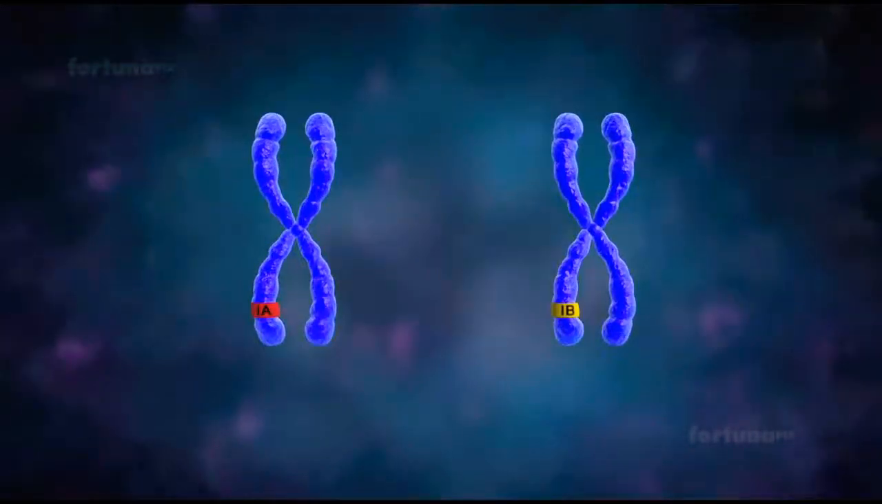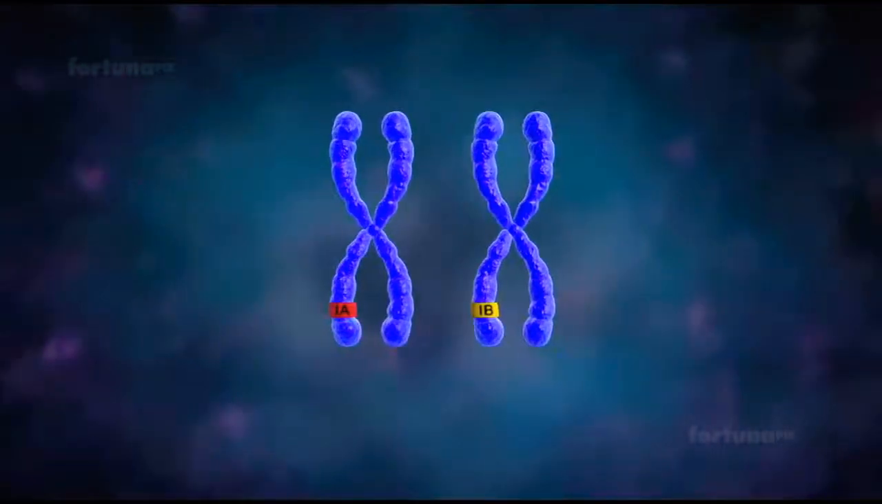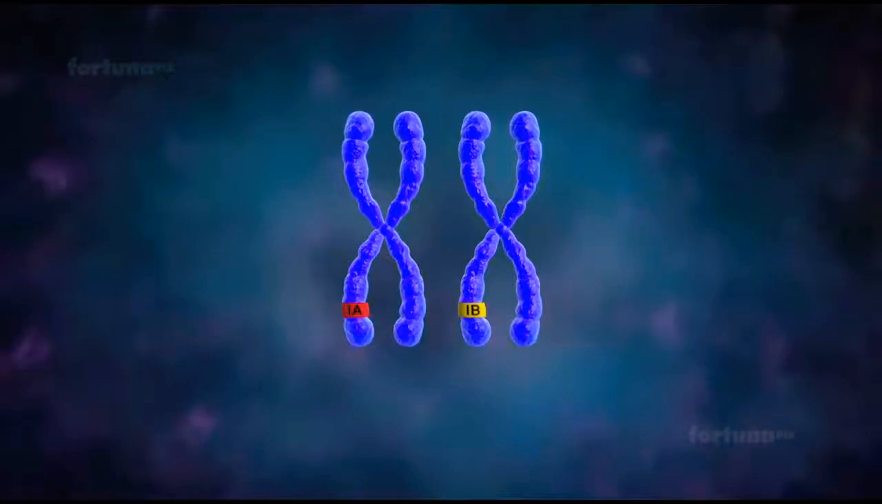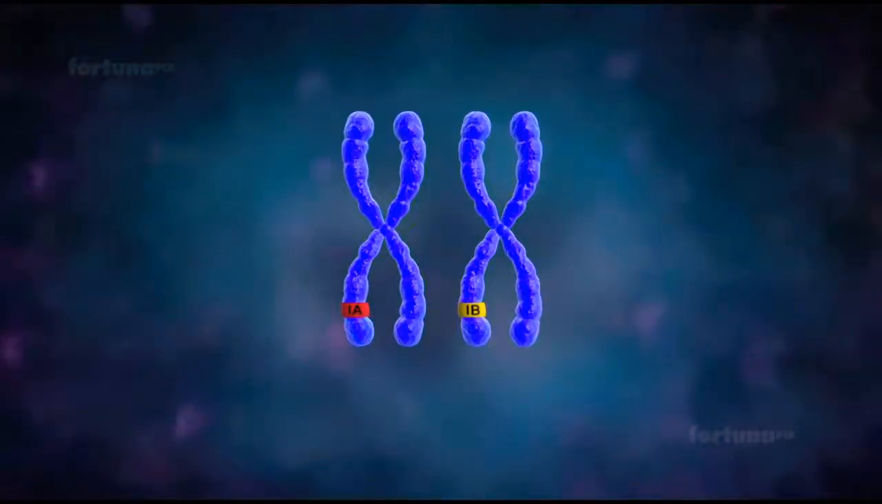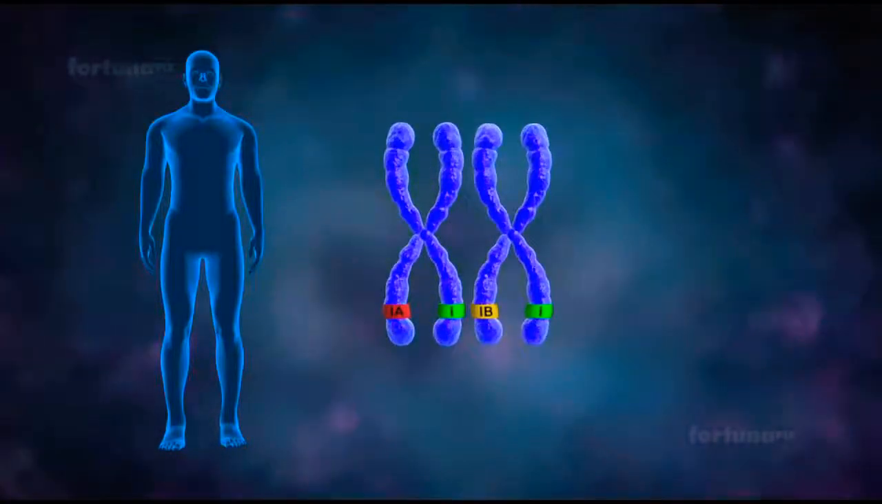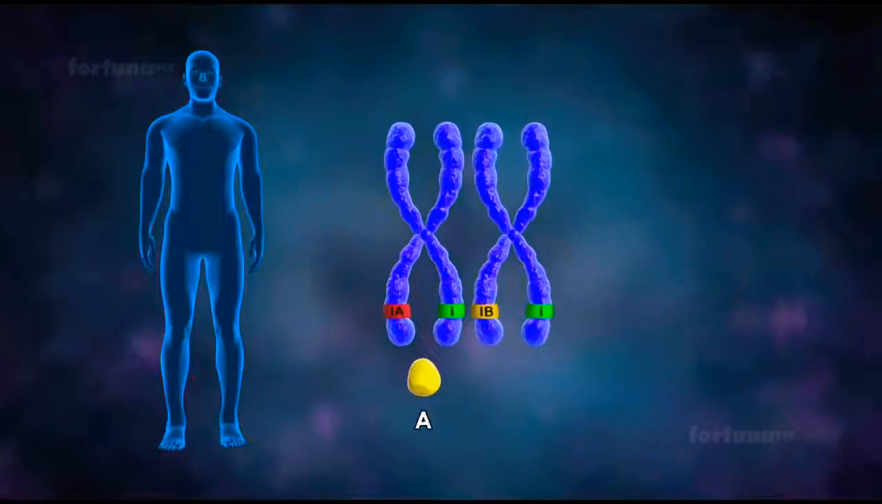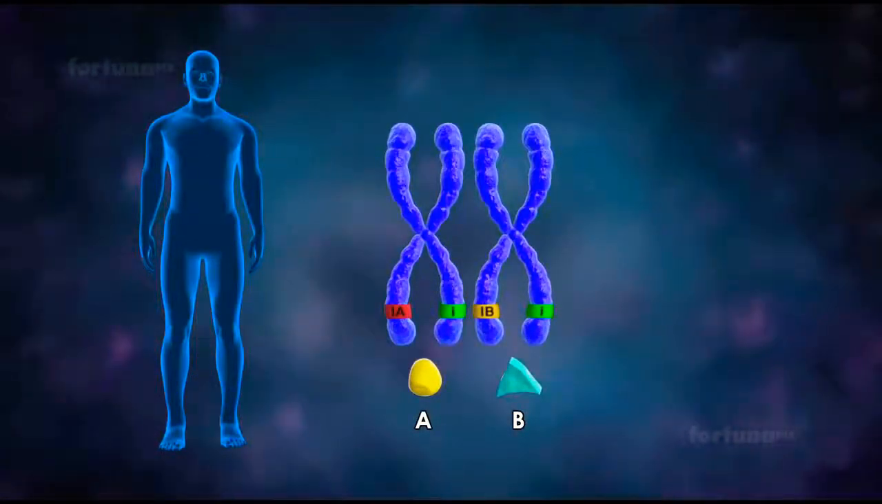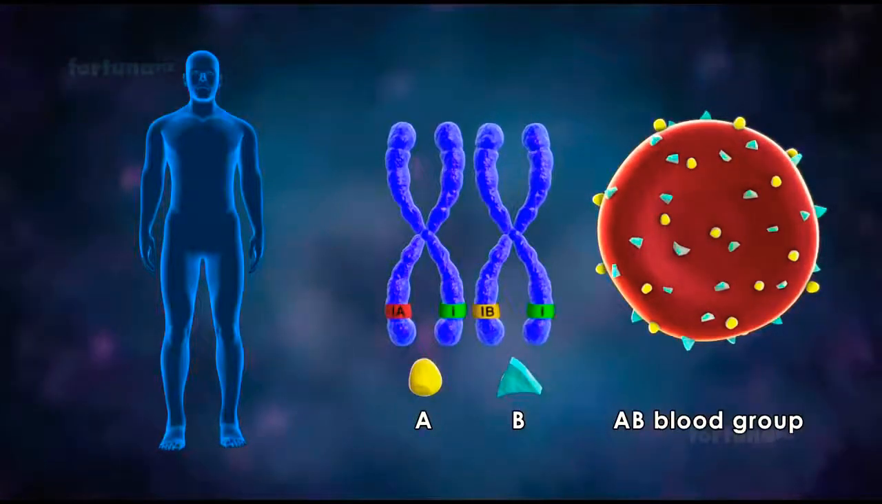During inheritance, the two dominant alleles will not blend, but will instead be expressed in the phenotype as two different traits. An individual with IA-IB will produce both A and B antigens and will therefore possess the AB blood group.